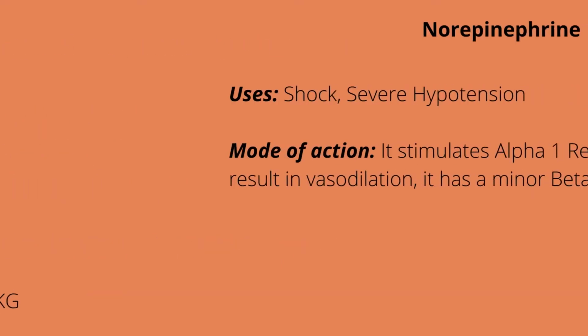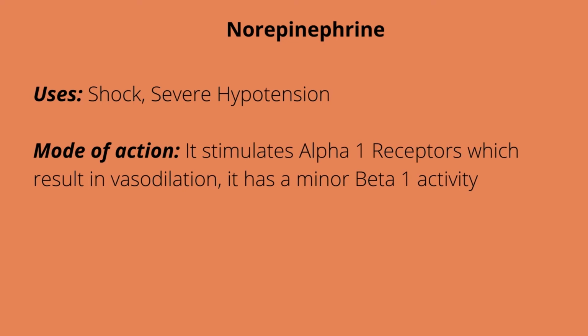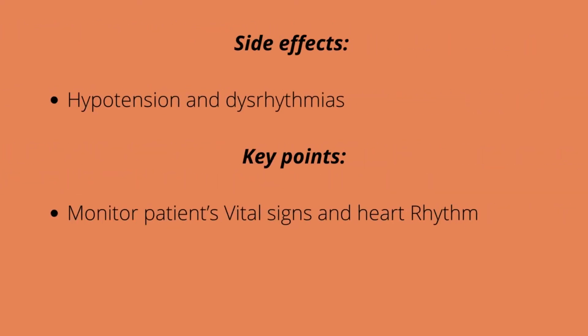Next medication will be our norepinephrine, and norepinephrine is also considered to be an adrenergic drug as well as a vasopressor. Uses are for shock as well as severe hypotension. Mode of action is it stimulates alpha-1 receptors, which are in the peripheral blood vessels, which result in vasoconstriction. It also has a minor beta-1 activity, meaning it affects cardiac output to a certain extent, not that much. Side effects for this, of course, hypertension and dysrhythmias. And for this patient, we always monitor our vital signs, heart rhythm, our ECG changes.